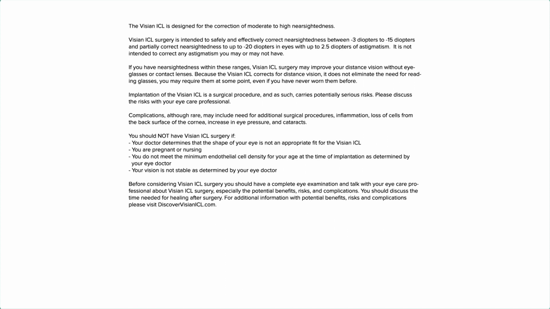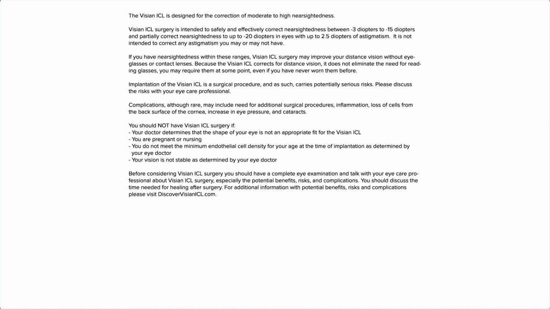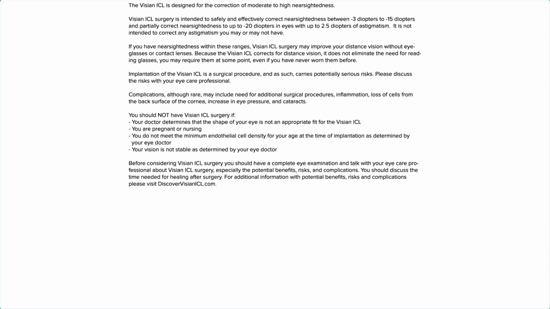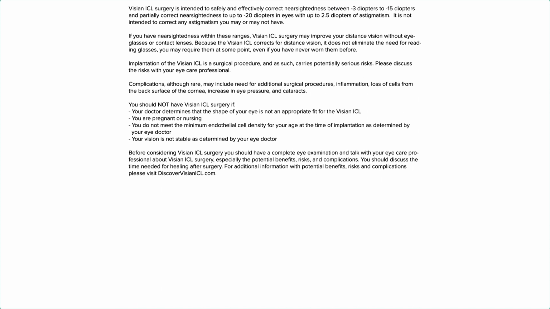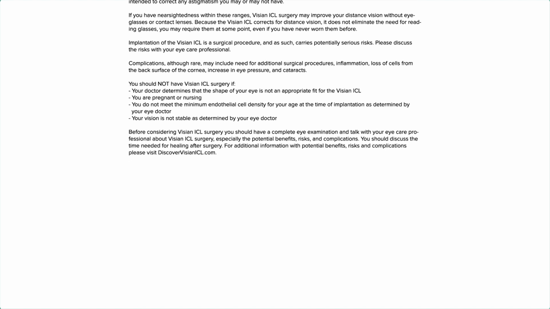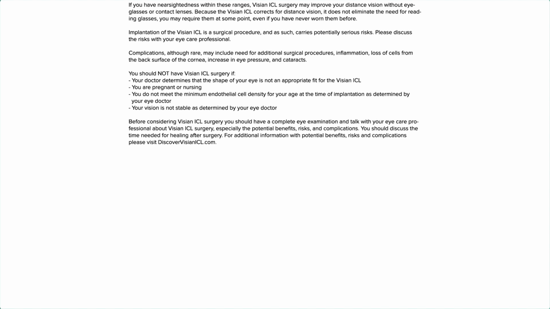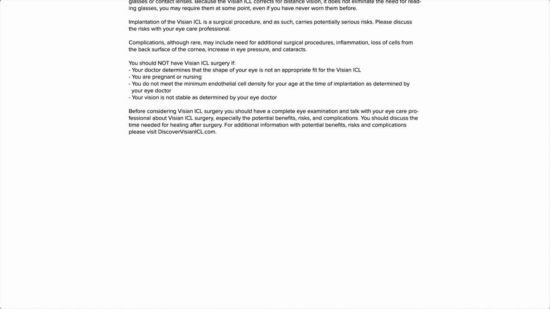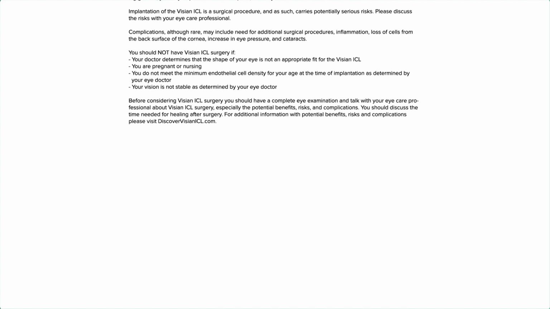You should not have Visian ICL surgery if your doctor determines that the shape of your eye is not an appropriate fit for the Visian ICL, you are pregnant or nursing, you do not meet the minimum endothelial cell density for your age at the time of implantation as determined by your eye doctor, your vision is not stable as determined by your eye doctor.